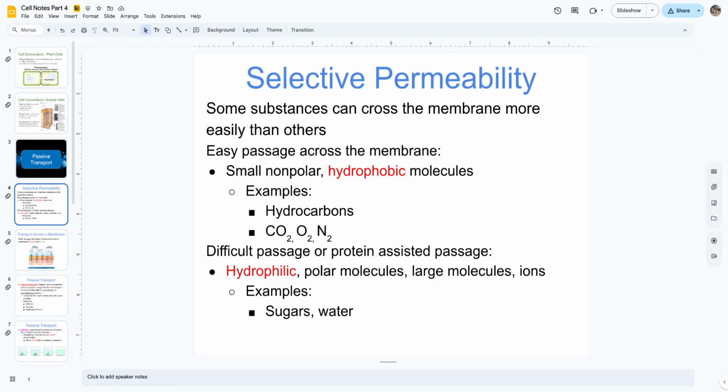Okay. There are some molecules that cannot pass through the membrane. Those are going to be your hydrophilic molecules, polar molecules, larger molecules, charged particles or ions. Examples would be sugars like your glucose, as well as water.